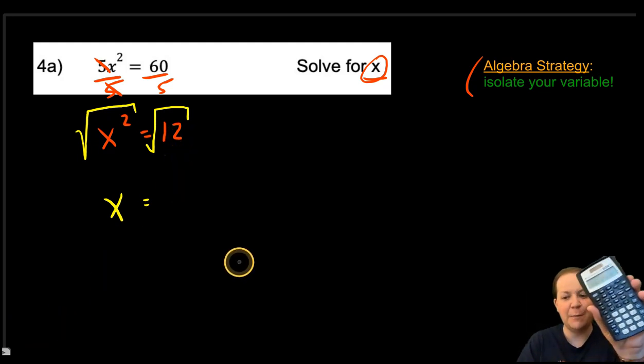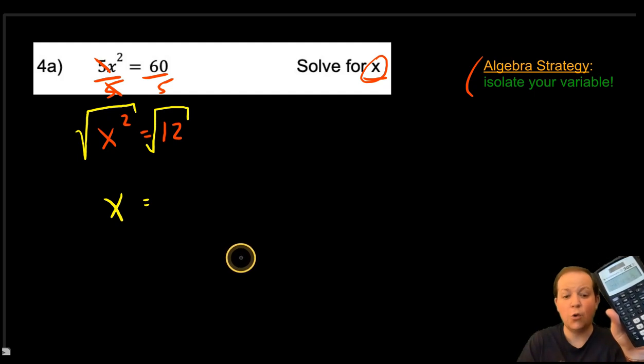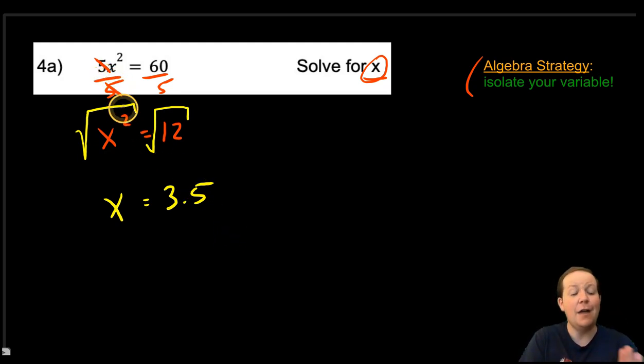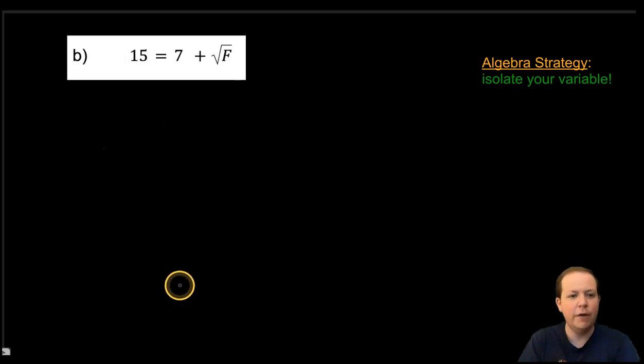I don't know if you'll be able to see my calculator as I hold it up, but the square root of 12, what does it turn out to be? About 3.5. You might round it as like 3.46. Totally fine. But again, I'm trying to isolate my variable. First, I got rid of that 5, and then to undo a square, I take the square root. Okay, moving on, not too many more.